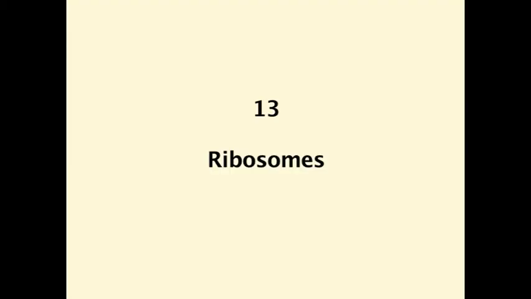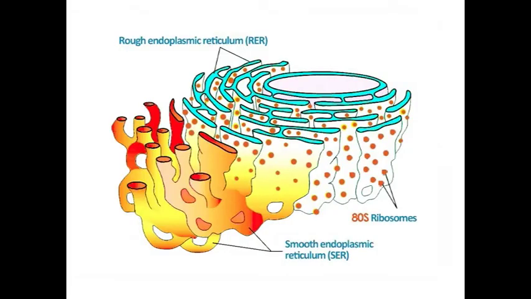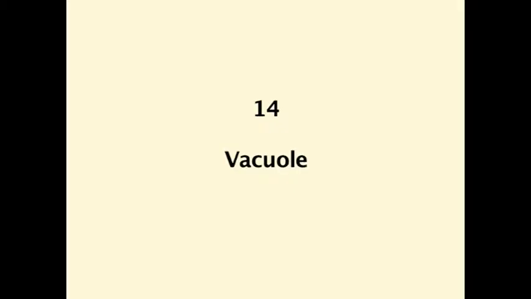Next is the ribosomes. Like all eukaryotic cells, plant cells contain 80S ribosomes attached to the rough endoplasmic reticulum or free in the cytoplasm, while 70S ribosomes are present in the chloroplast and mitochondria. Next is the vacuole.